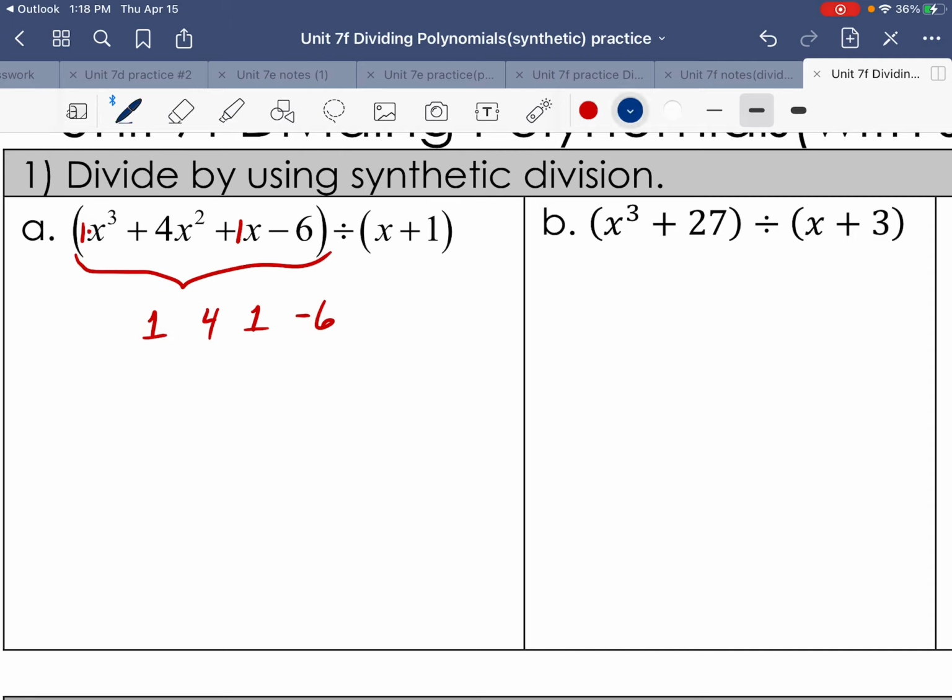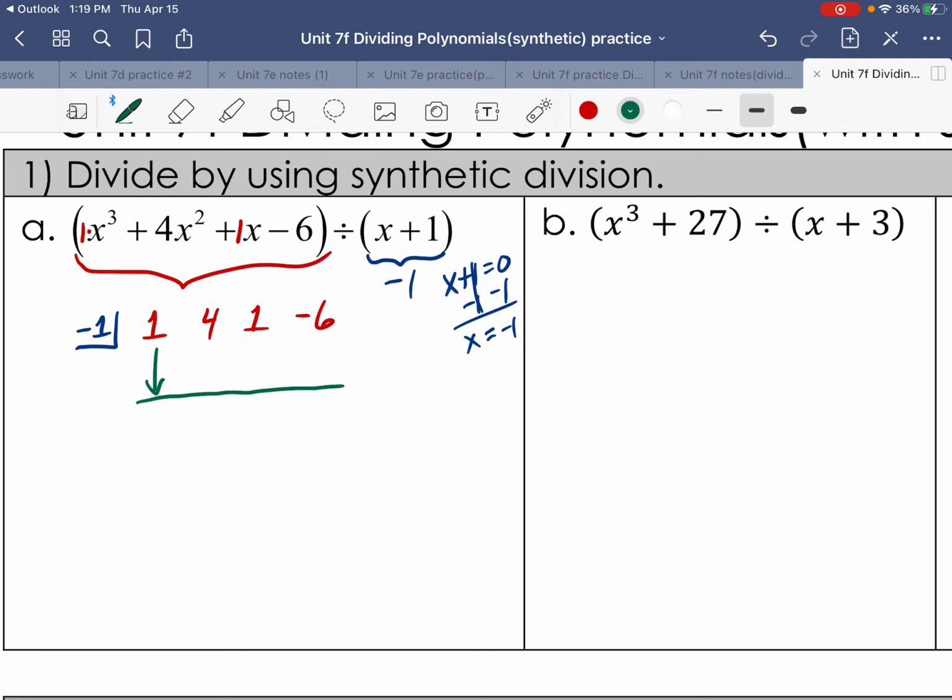Now, our next thing is we're looking at what we're dividing by, the divisor. And you're going to do the opposite. This is x plus 1. We're going to divide by -1. You could look at it as you're going to divide by the solution. So you take the factor you're dividing out, and you make it equal to a solution. So -1.